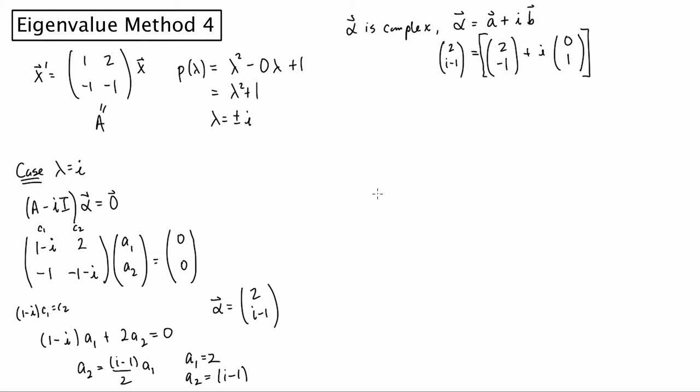So what would my solution be? If this was the case, lambda equal i, then my solution x of t would be this alpha e to the it.